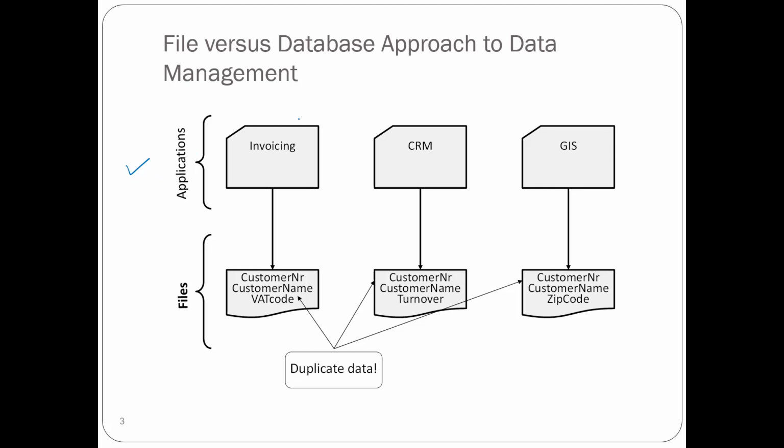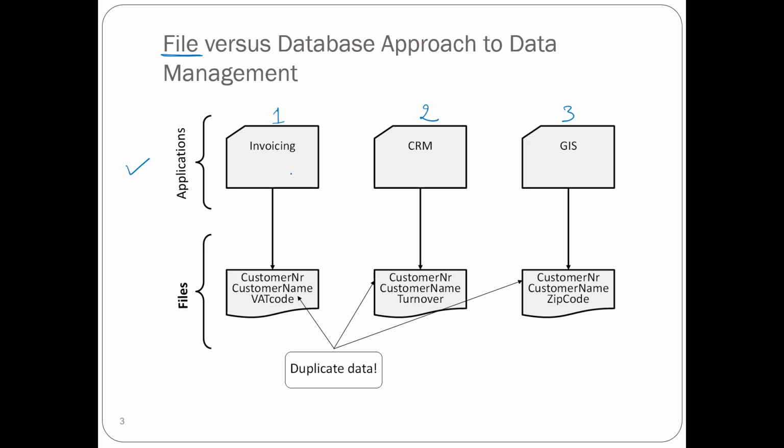Here, data was managed using files. So look at this scenario. There are these applications. For convenience, I'll use some numbers: number 1, number 2, and number 3. These are 3 different applications. One is an invoicing application. The second one is CRM, which stands for Customer Relationship Management system. And then you can have GIS, a Geographical Information System. So these are 3 different applications running.